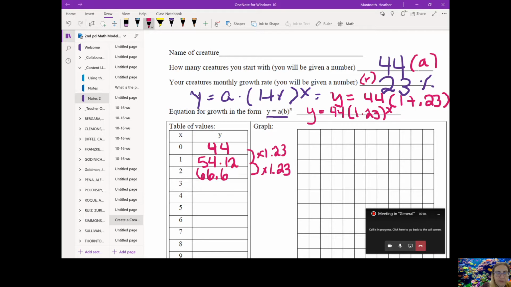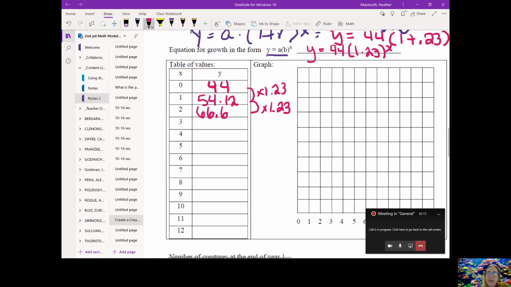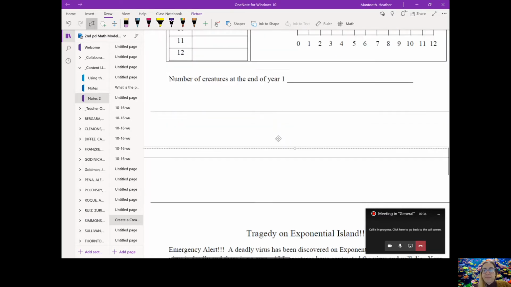I'll go ahead and fill in the decimals. Might as well. So I get about 66.6. So at the end of week 2, the population of my creatures is now 66.6. And I'm just going to keep doing this down the table. Once I have my table numbers filled out, I'll figure out a good scale to make my y-axis, and I'll start plotting. I know my numbers are going to start off in the 40s, but we'll worry about that later. So we're going to complete the table and then complete the graph based on the table.